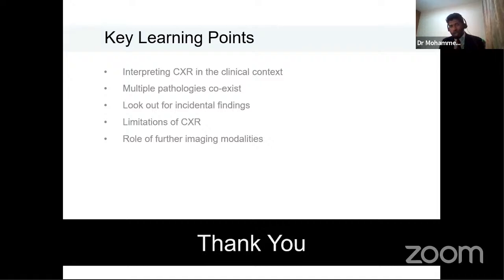Multiple pathologies can coexist. It's important not to stop at one pathology or one abnormality that you're looking at on the chest X-ray. Complete your detailed review. A structured review is very important. Even if you're asked to review a chest X-ray in the middle of the night, medico-legally, we are obliged to do a complete structured review, document the findings and act on it. Look out for incidental findings. Always think there are limitations of a chest X-ray. The chest X-ray does not give all the answers to the questions that you're asking, and always think about other imaging modalities. Thank you very much for your time.